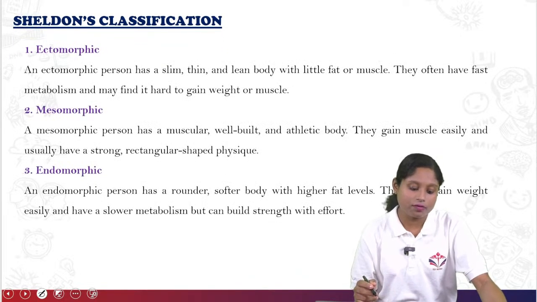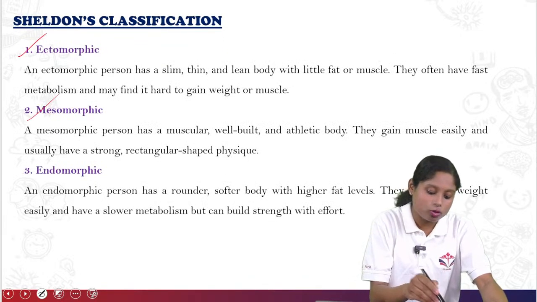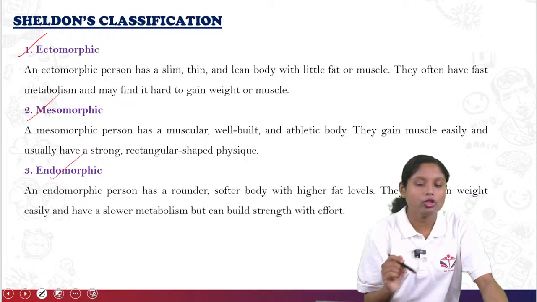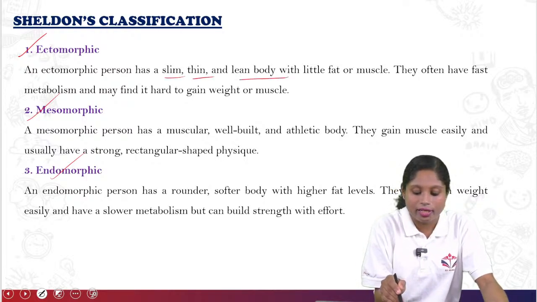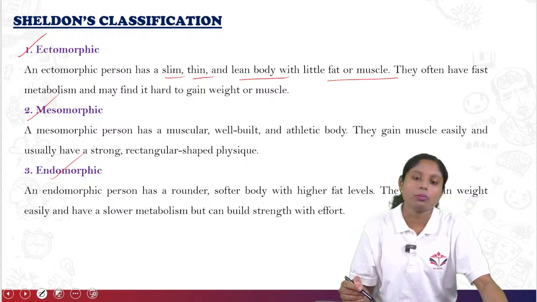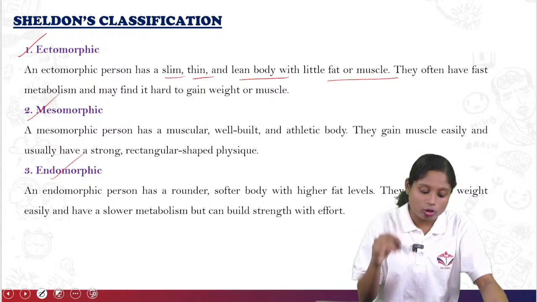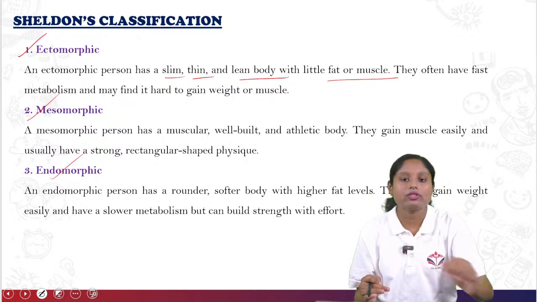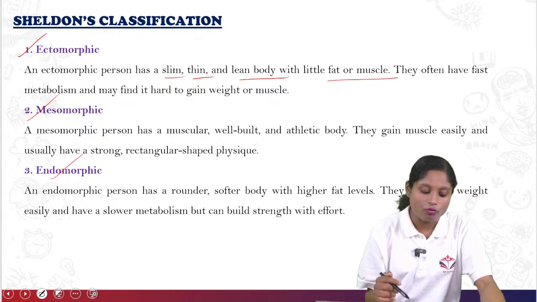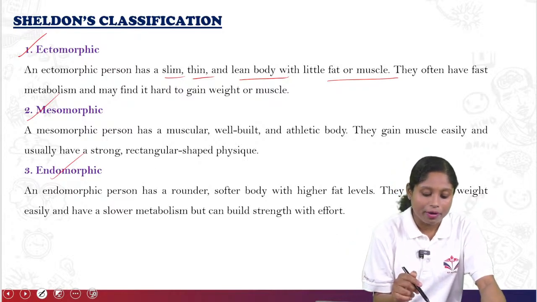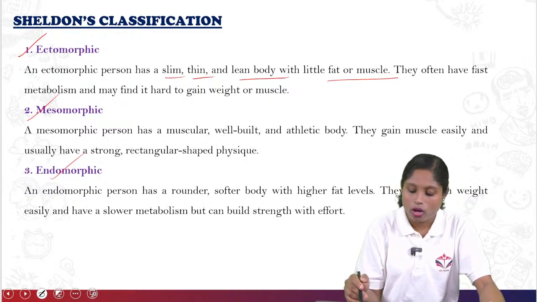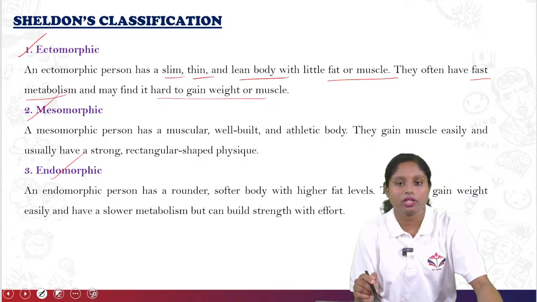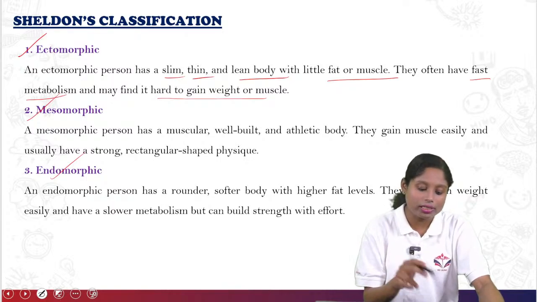Next is Sheldon's classification. It is ectomorphic, mesomorphic and endomorphic. So let's discuss what it is. Ectomorphic. An ectomorphic person has a slim, thin and lean body with little fat or muscle. They often have a fast metabolism and may find it hard to gain weight or muscle. So that kind of personality is known as ectomorphic.